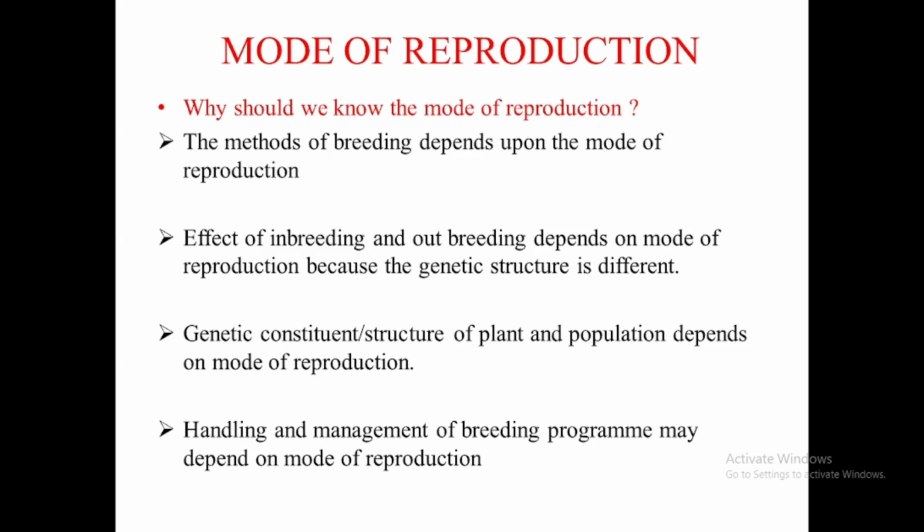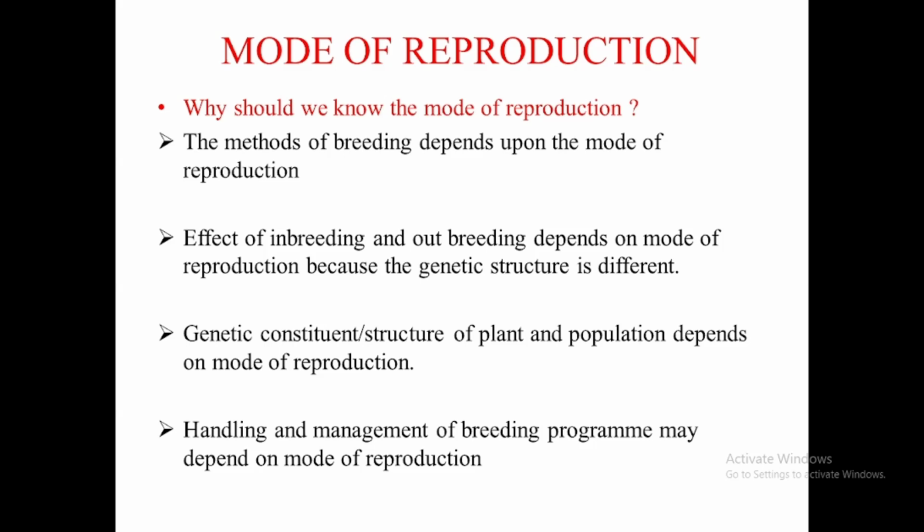Coming back to the previous question we raised, there are 4 main reasons why we should know the mode of reproduction or pollination. These are: 1. To select the appropriate breeding method, because the method of breeding depends upon the mode of reproduction. 2. To understand the effect of outbreeding and inbreeding, as this depends on the genetic structure of a given crop. We will discuss inbreeding and its effects in coming slides.